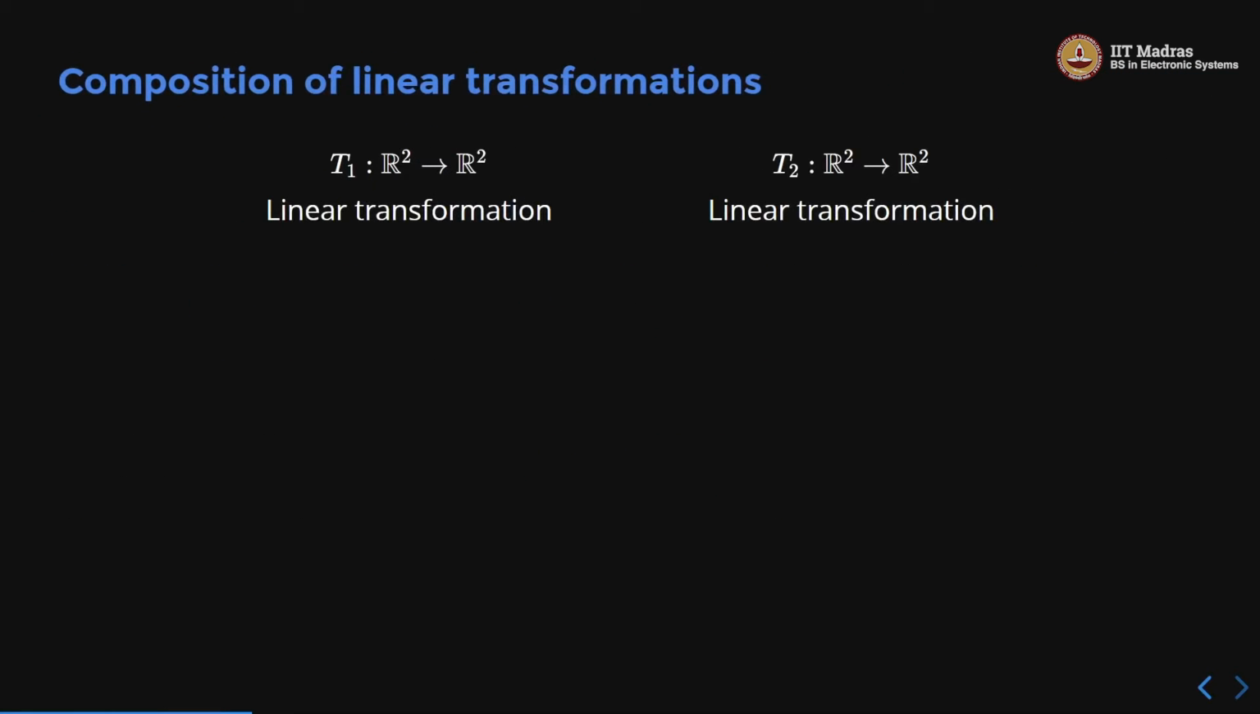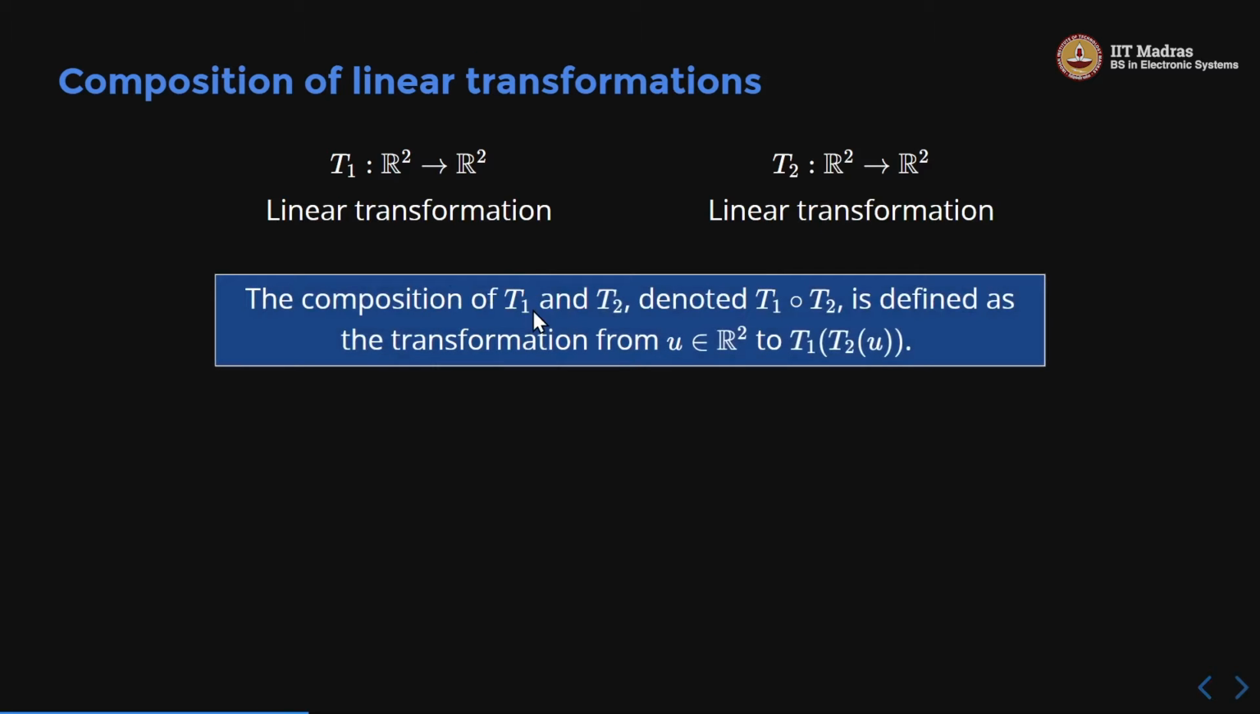Okay. So what is composition of linear transformations? Let's say you have two linear transformations, T1 from R2 to R2, and T2 from R2 to R2, another linear transformation. The composition of T1 and T2 we will denote by T1 small circle T2. This is read as T1 composed T2, or T1 of T2, T1 composed with T2. Okay. So this is defined as the transformation from U to what?